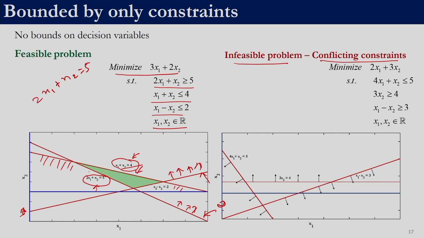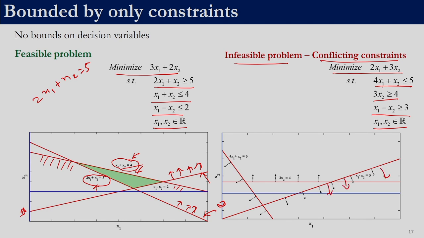Over here also, the objective function is minimize 2x1 plus 3x2, and the constraints are 4x1 plus x2 is less than 5, 3x2 is greater than or equal to 4, and x1 minus x2 is greater than or equal to 3. And again, x1 and x2 can vary from minus infinity to plus infinity, right? If we plot these three lines, as we discussed previously, we convert each into an equality constraint, generate two points, and since it's a linear equation, we draw straight lines, right? In this case, the feasible region for each constraint is indicated by these dotted arrows. For the constraint x1 minus x2 greater than or equal to 3, this is the feasible region.